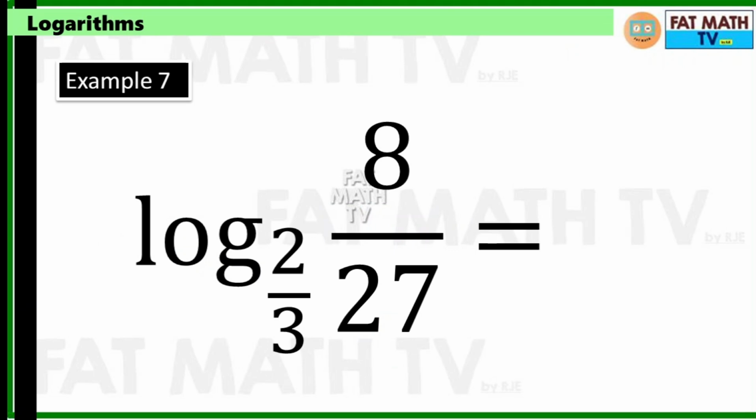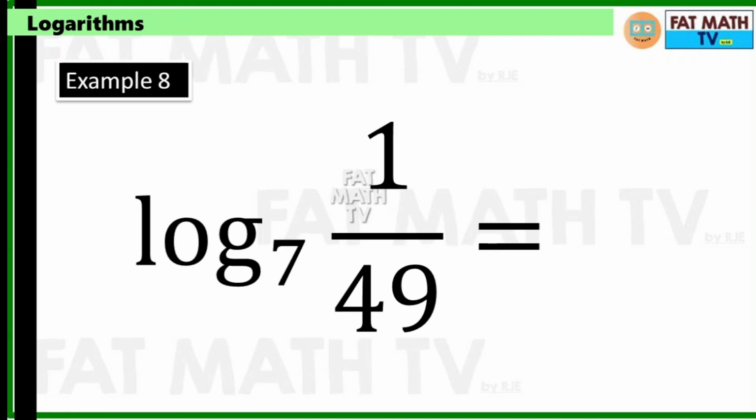Example number 7. Logarithm of 8 over 27 to the base 2/3 is what? What should be the exponent of 2/3 to get 8 over 27? The answer is 3. So I hope by now you already know how to evaluate logarithmic expressions, okay? It's just asking you the exponent at which the base should be raised to get the number here.